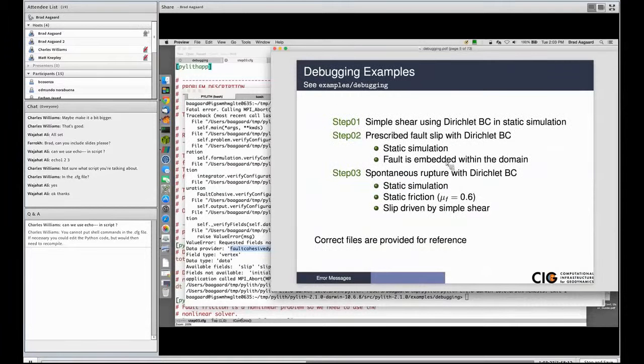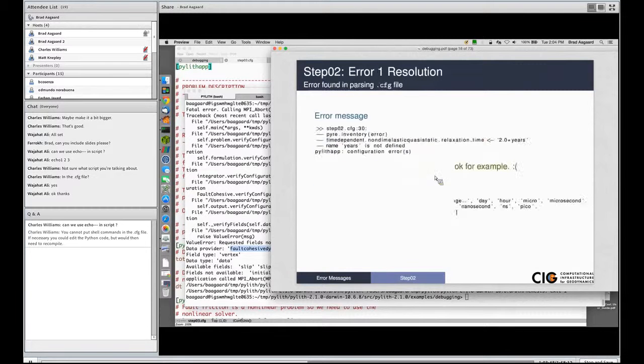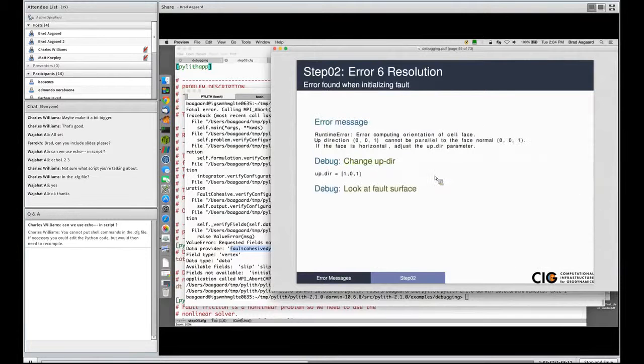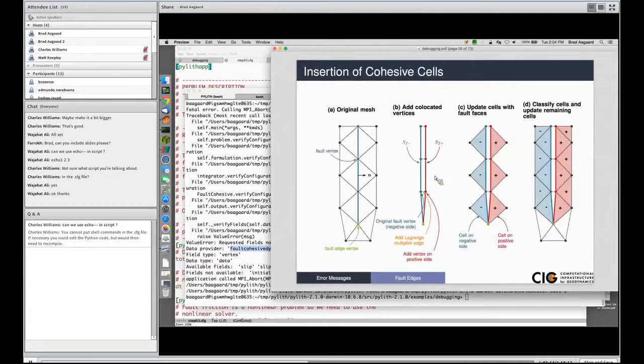examples, so this is going to be a frictional interface, static friction, static simulation, static friction of 0.6, slip driven by simple shear. So it's going to try and cause slip on my fault by moving the boundaries and seeing what happens. So I'll catch up on our slides here. So this is getting back to marking the edges.